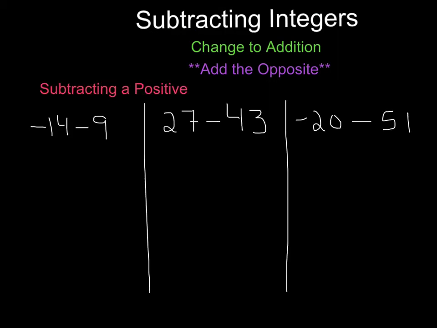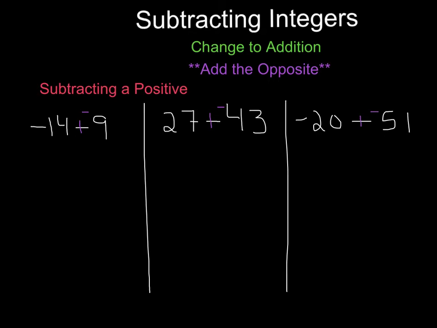Our first three examples will be subtracting a positive, which means the second number in each one of these examples is a positive. But we want to change it to addition by adding the opposite. And here's what I mean by adding the opposite. We can do this for all of them. First, you change it to addition, but you have to change the second number from a positive to a negative. Add the opposite. So now we have three different addition problems, and we're going to use the rules from before.